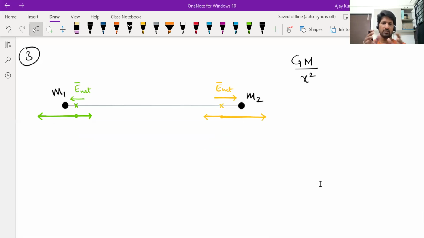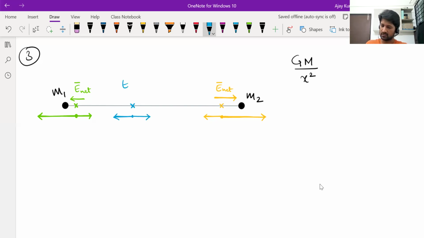Okay. On the line joining two particles, very close to one particle, net field will be towards that particle. Very close to the other particle, net field will be towards that particle. But somewhere along this line, there should definitely be one position where the field produced by M1 is exactly balanced by field produced by M2. At such a position, the net field becomes 0 because these two are fields of the same strength but in opposite directions. So the net field becomes 0. That kind of a point is called a neutral point.